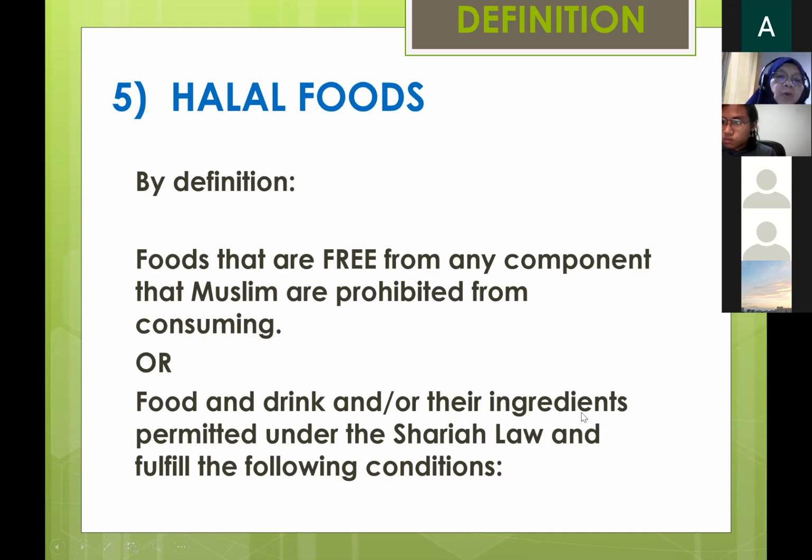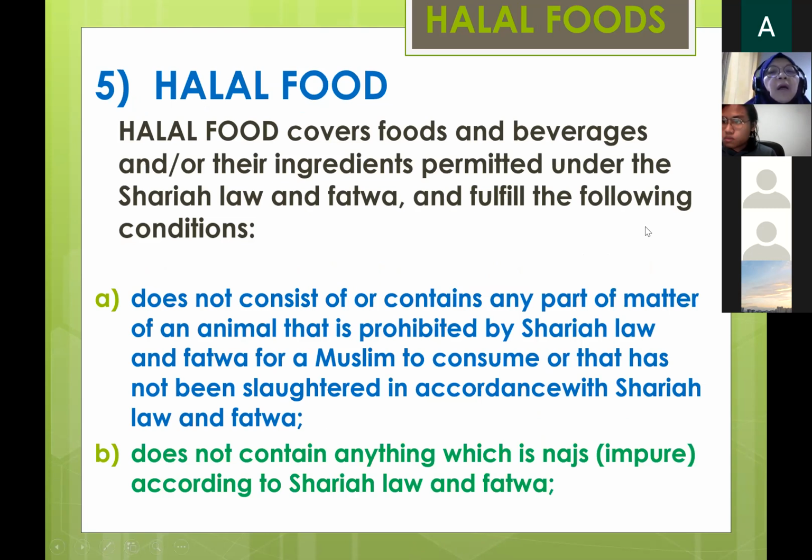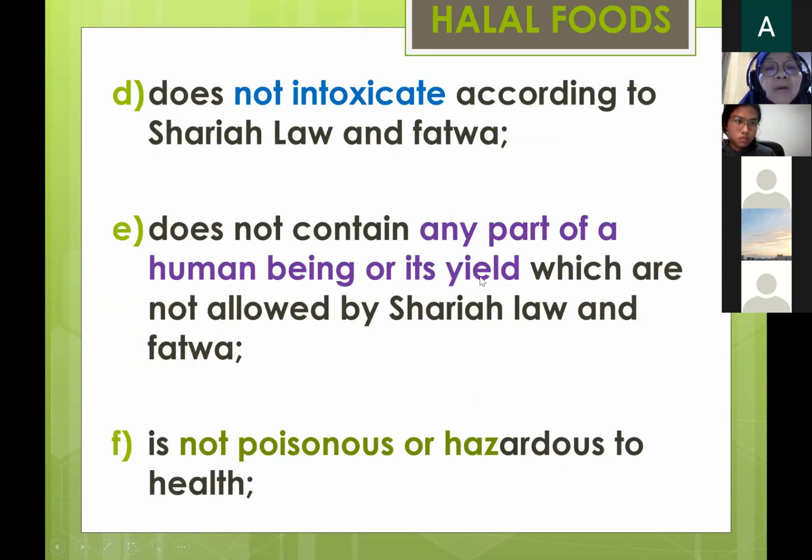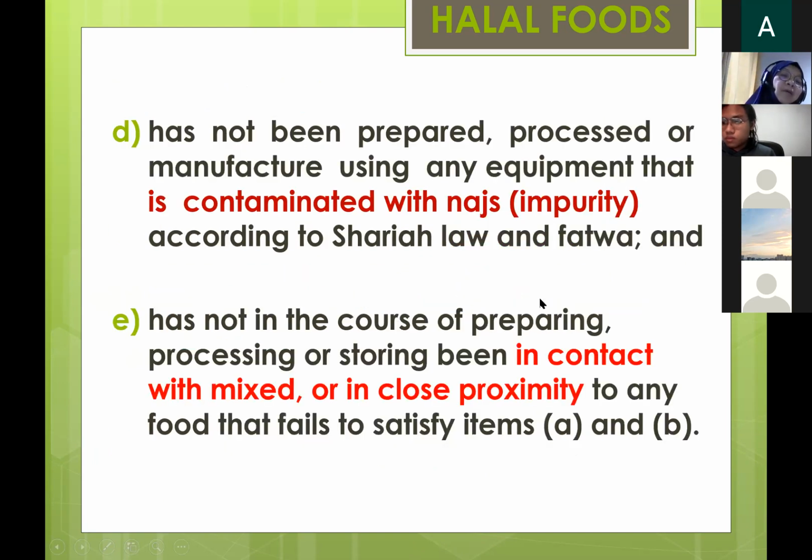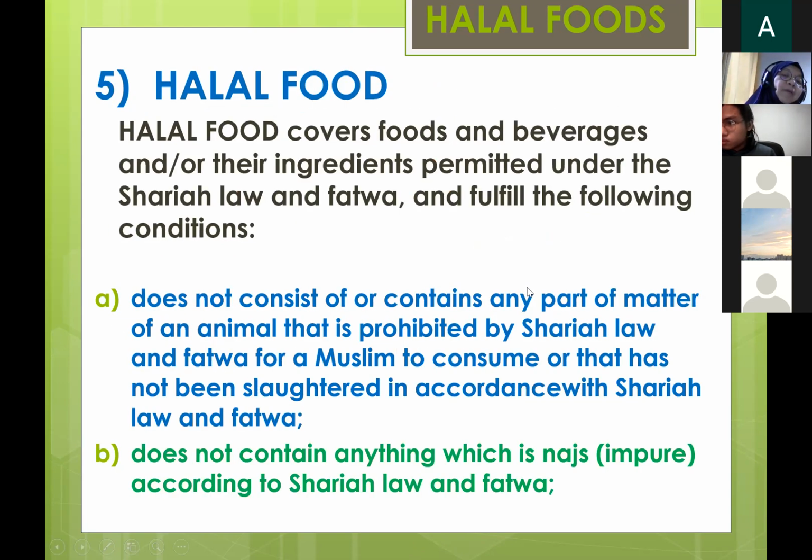But we want to follow another definition. Halal food covers food and beverages and or their ingredients permitted under the Sharia law and fatwa and fulfilling the following conditions. See these conditions. That's what I said just now. Now you can write only one or two sentences about halal food. Later, if I ask you what halal food is, you can write seven sentences, or six sentences.